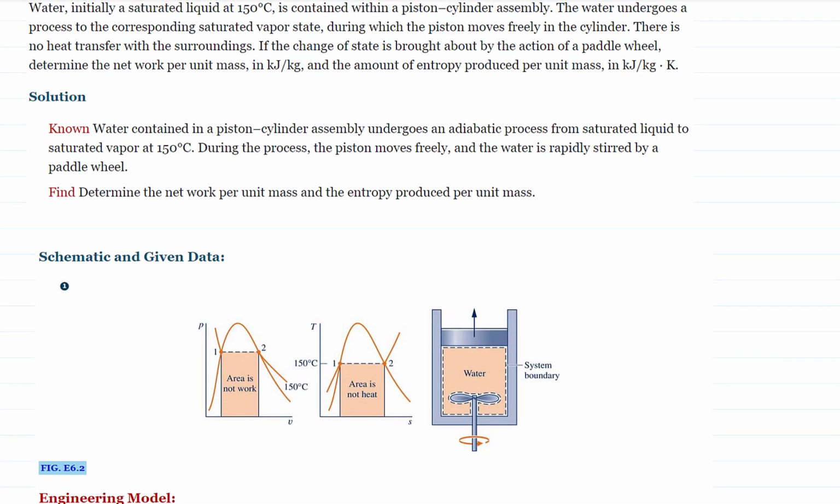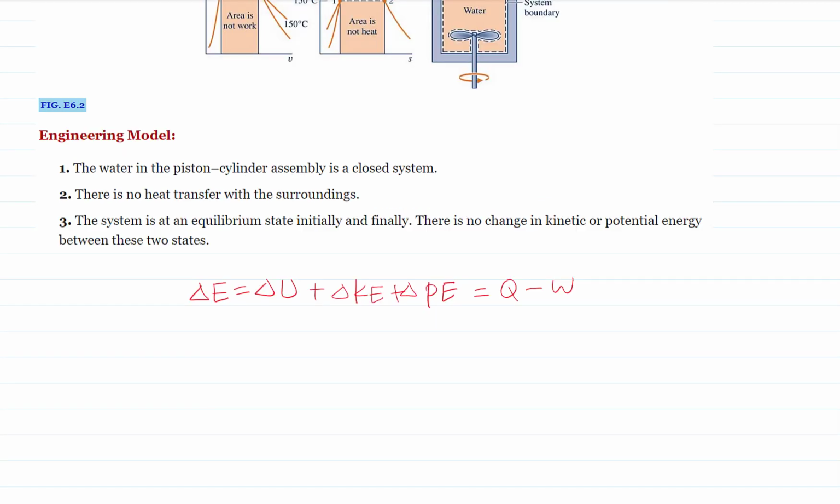So see the diagram. We're going to take the water in the piston cylinder device as the system. And this is a closed system. There is no mass crossing the system boundary. First, the net work per unit mass is to be determined. So we are going to apply the energy balance to the piston cylinder device. The piston cylinder system is stationary, so we neglect kinetic energy change and potential energy change. And the problem statement describes there is no heat transfer with the surroundings. So Q drops out.